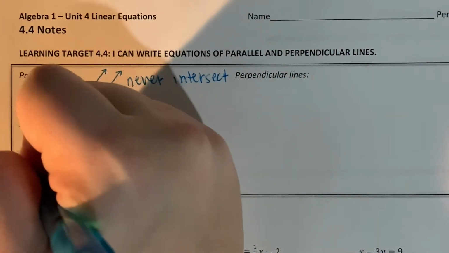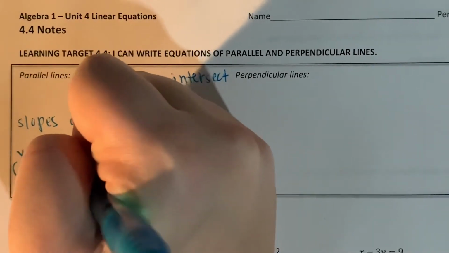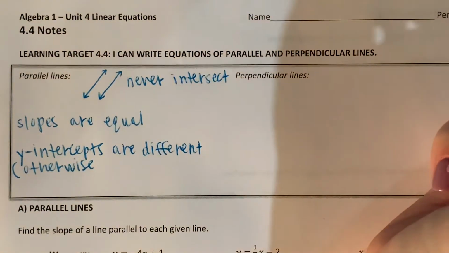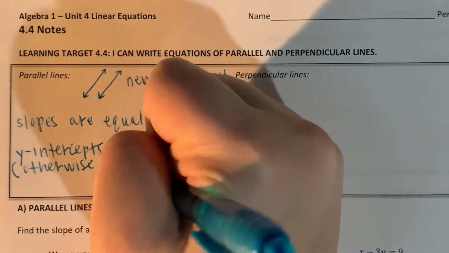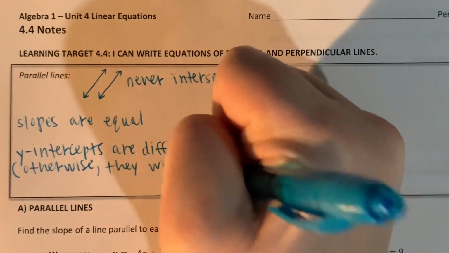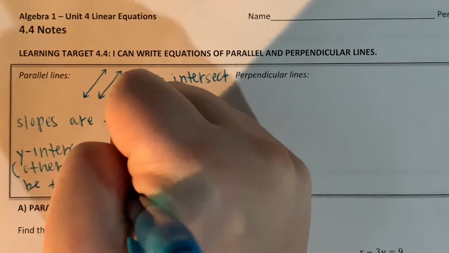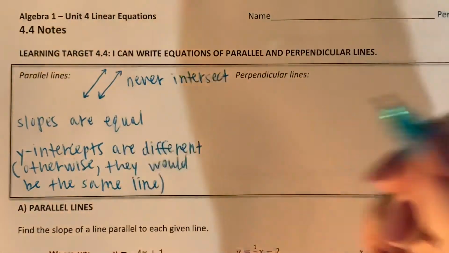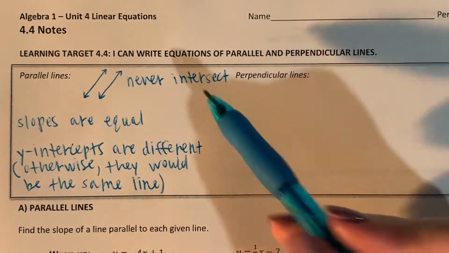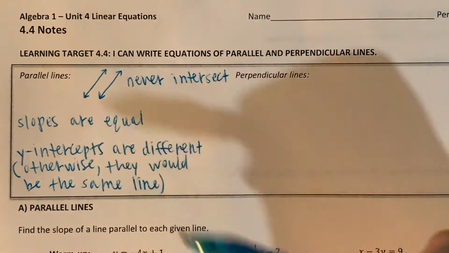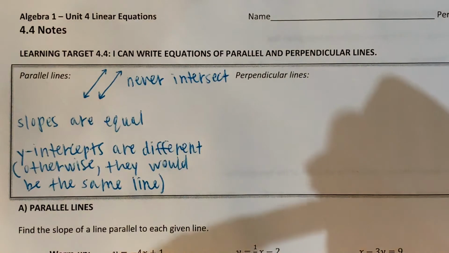And I'll put here in parentheses, otherwise they would be the same line. So they're two different lines. Parallel lines have to be two different lines, but they have the same slope, but they start at a different y-intercept.